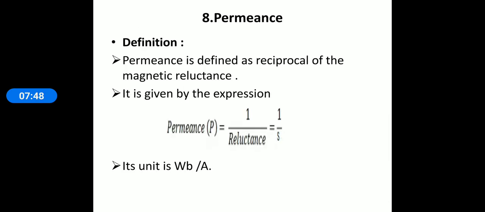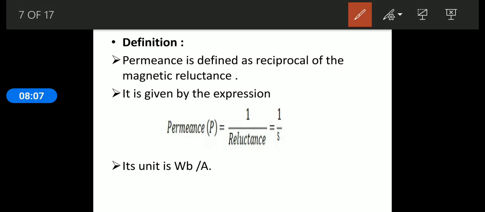Then permeance. Permeance is defined as the reciprocal of the magnetic reluctance. It is denoted by P, and it is given by 1 upon reluctance, 1 by S. And the unit of permeance is Weber per ampere.